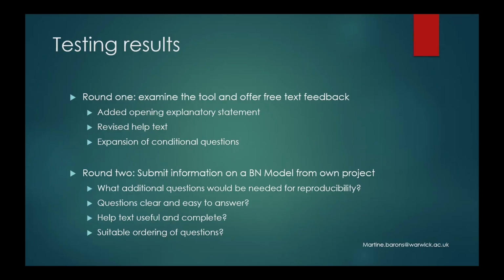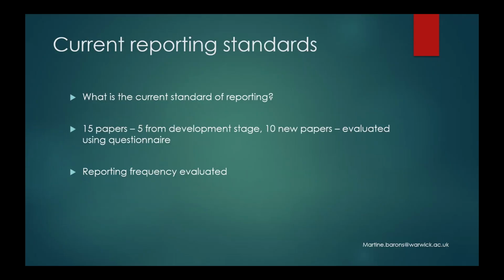So in the second round, we asked those experts to submit information on a Bayesian model from their own project, and then to consider these questions. What additional questions would be needed for reproducibility? Are the questions clear and easy to answer? Is the help text useful and complete? And is it a suitable ordering of questions? Because we know that sometimes if we order questions differently, we'll get different answers because of what's actually in the person's mind when they're moving on to the next question. We are context dependent in that.